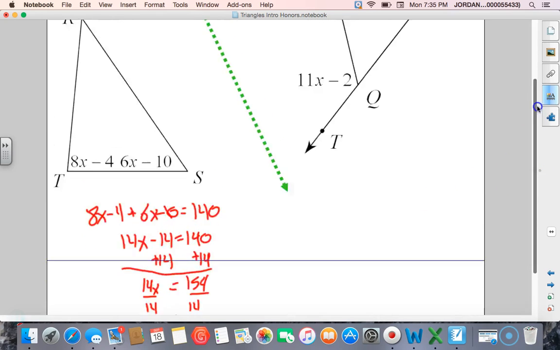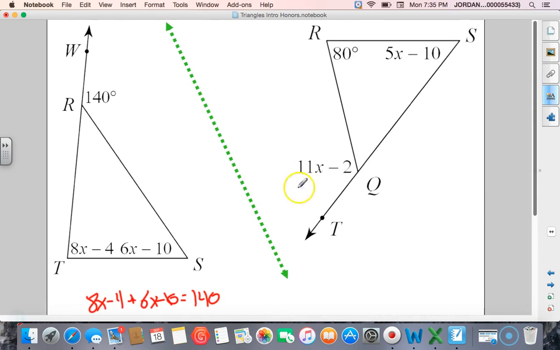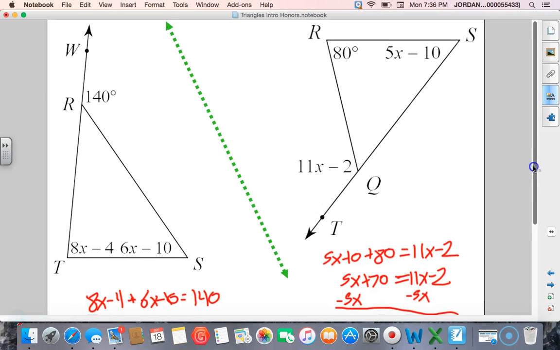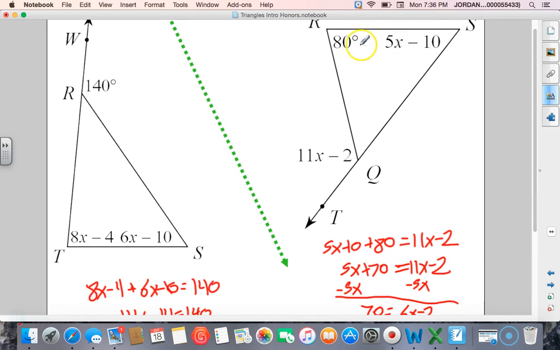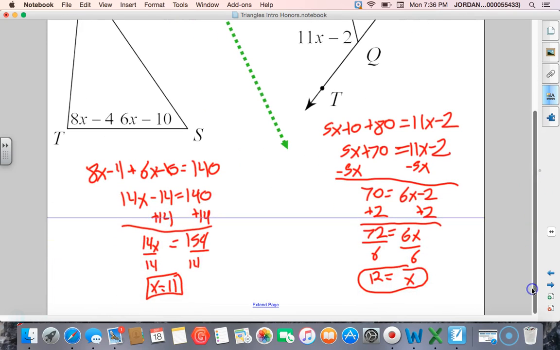So I'm going to pause this real quick, let you guys try the other exterior angle problem. So on this one, you've got your two remote interior angles, so they should add up to be the exterior angle. So I set that up, 5x minus 10 plus 80, right? The two remote interiors should equal the exterior, 11x minus 2. Right, once I set it up, I just combine my minus 10 and 80 into 70.